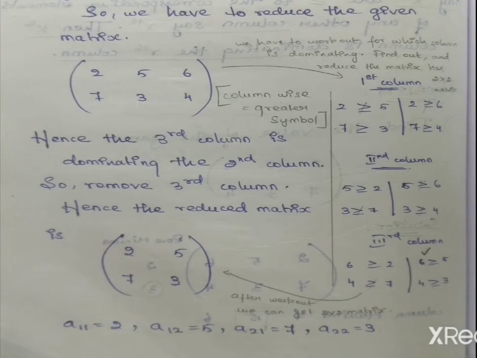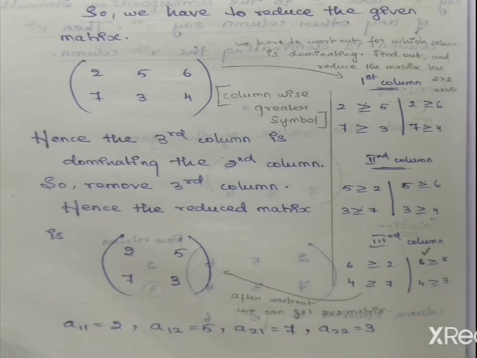Clear about this? Only if both the conditions are satisfied can we reduce that second column, otherwise we can't reduce. So this condition is not satisfied. So we have to come to comparing with the third column. 5 is greater than or equal to 6 is not satisfied. So you have to omit the second column also. Now we have to come to the third column. So the third column element is 6 and 4. So you have to write the 6 and 4. Here also 6 and 4.